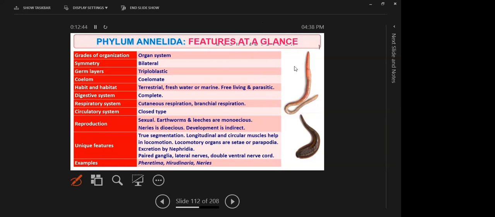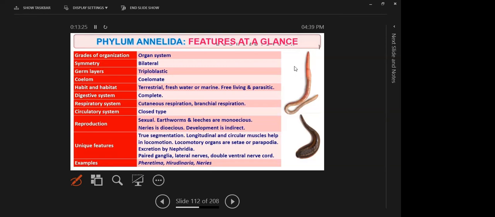Grade of organization is organ system level. Symmetry is bilateral. Germ layers are triploblastic. Coelom is coelomate. Habit and habitat is terrestrial, freshwater or marine, free living and parasitic. Digestive system is complete. Respiratory system is cutaneous respiration and branchial respiration. Circulatory system is closed type. Reproduction is sexual. Earthworms and leeches are monoecious, and Nereis is dioecious. Development is indirect.